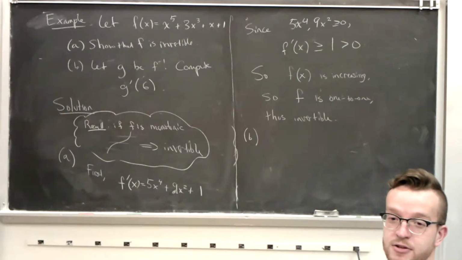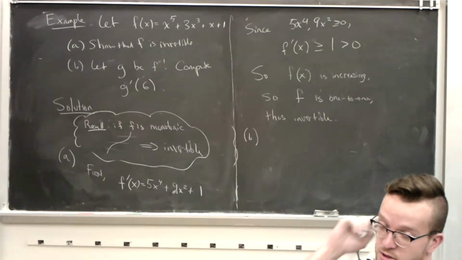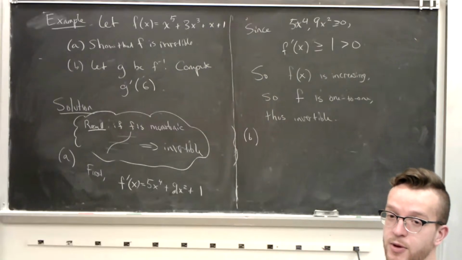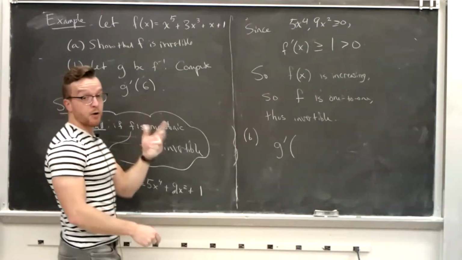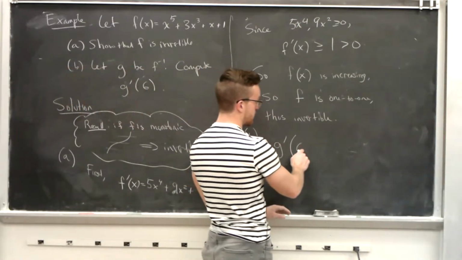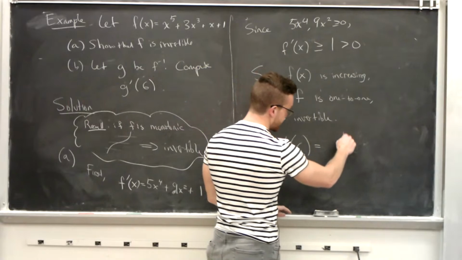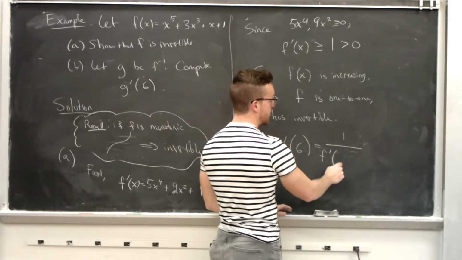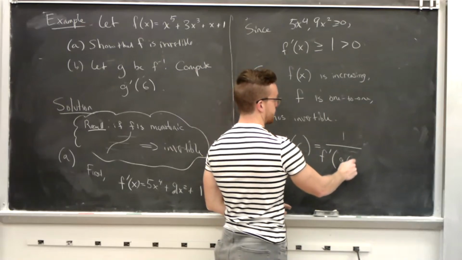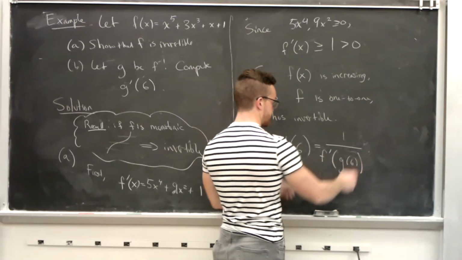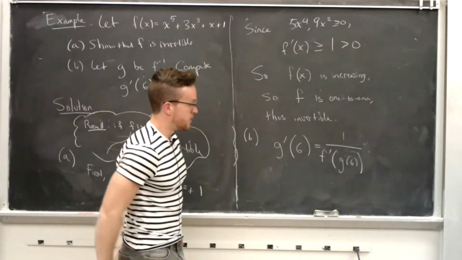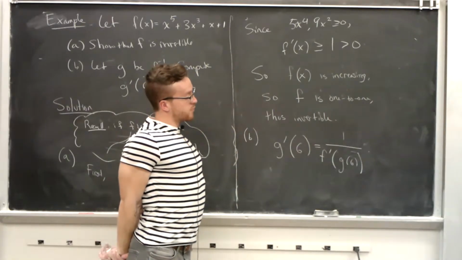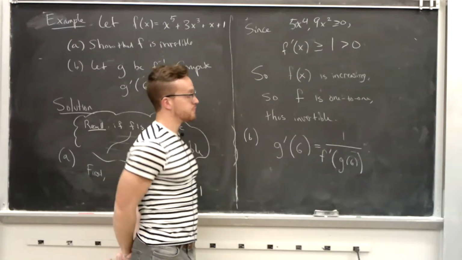That sounds insanely hard. So the point usually of a question like this is that you want to use this fact about computing the derivative of the inverse, which in our case is at 6. This is 1 over f prime of g of 6. And the idea is that this might be easier to compute. Probably will be easier to compute.